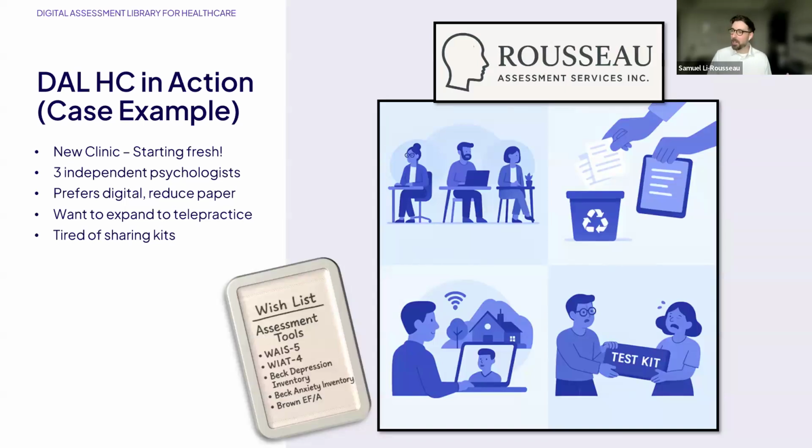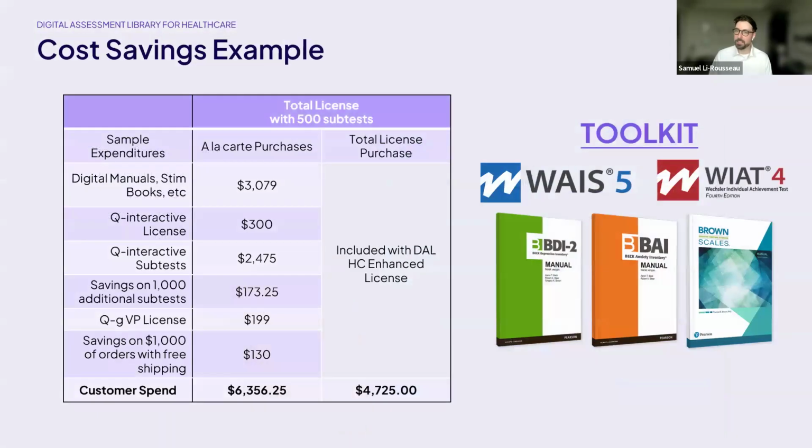And so we've decided to look into the Dal Healthcare model, and our wish list is the WAIS-5, the WISC-5, the Beck Depression Inventory, the Beck Anxiety Inventory, and the Brown Executive Functions and Attention Scales. So a simple toolkit for this particular example here.